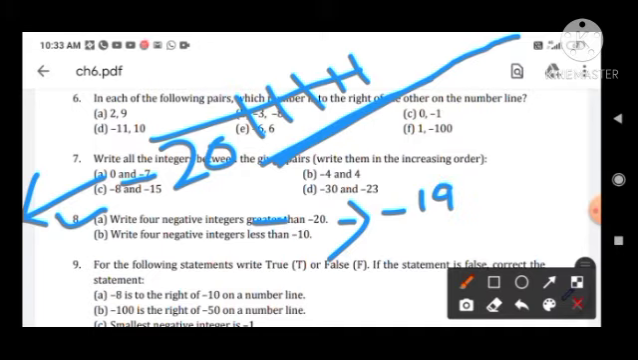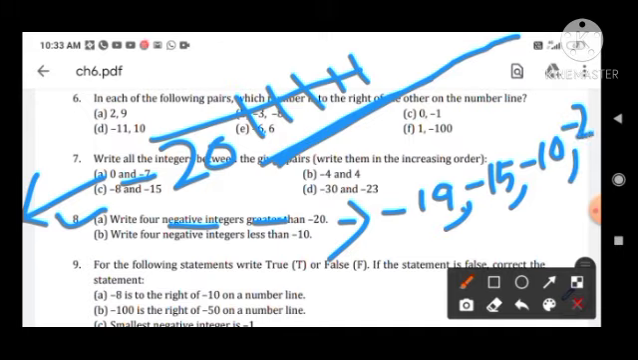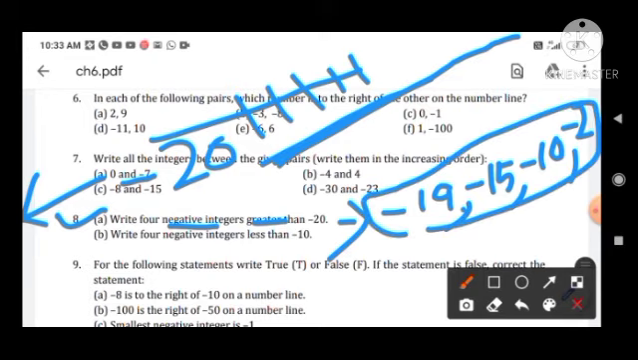-19 will be greater than -20, because here it is written negative integer, isn't it? So we cannot write any positive integer. We have to write negative only. You can write -15, you can write -10, you can write -2. Okay, you can write -2 also. These all are the 4 negative integers which are greater than -20. Okay, these all numbers are greater than -20.